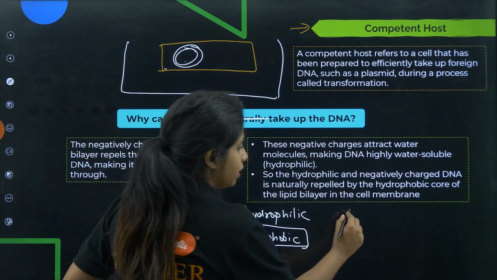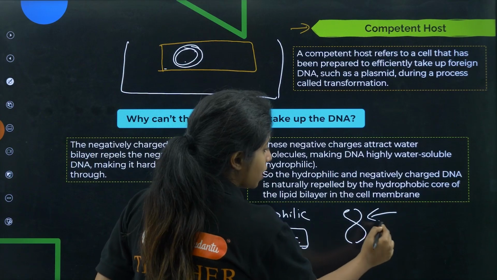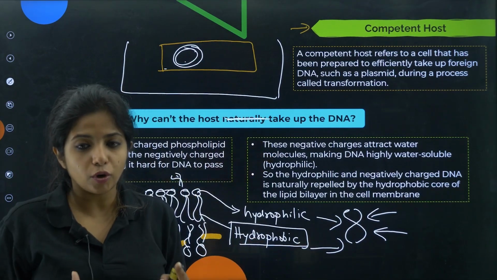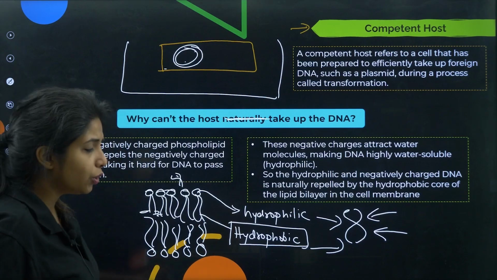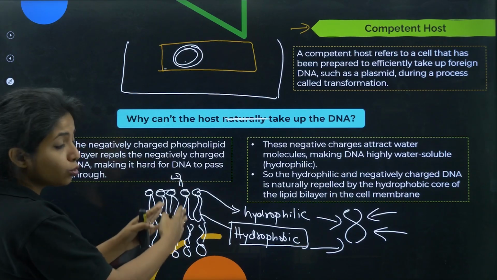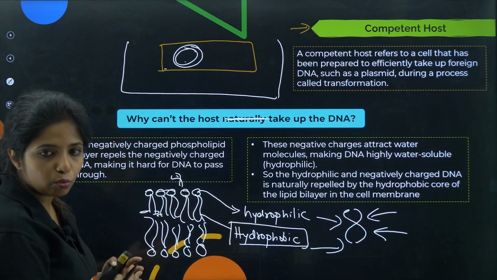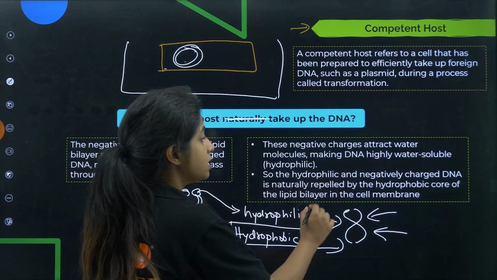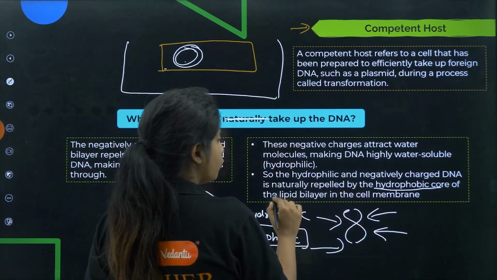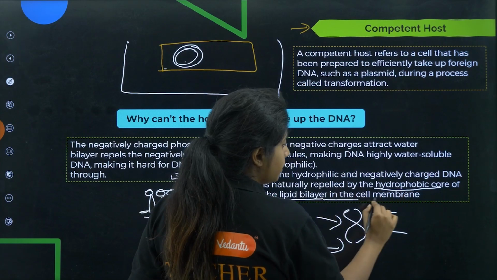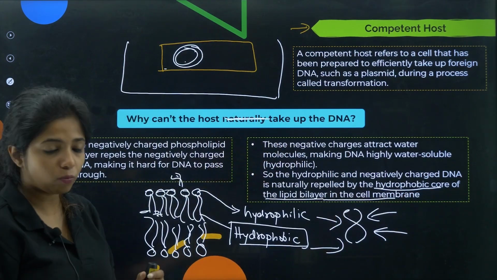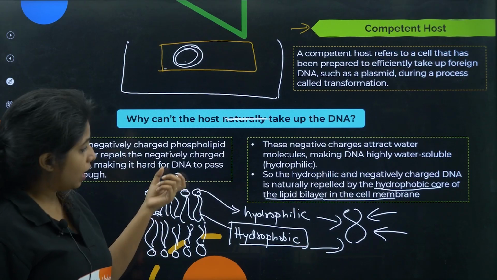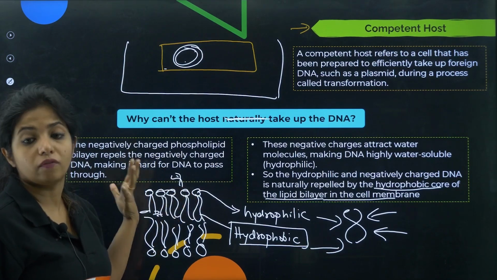So now the DNA, which is negatively charged, is going to attract lots of water molecules, which makes it hydrophilic. Now, do you think a hydrophilic thing can pass through a hydrophobic thing? No, it becomes a lot more difficult. So the hydrophilic and negatively charged DNA is naturally repelled by the hydrophobic core of the lipid bilayer in the cell membrane. So the initial problem was the hydrophilic head was there. This is negatively charged, and you are putting the DNA that is also negatively charged. So obviously it will repel.